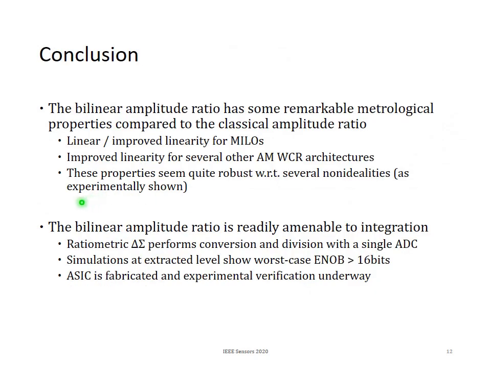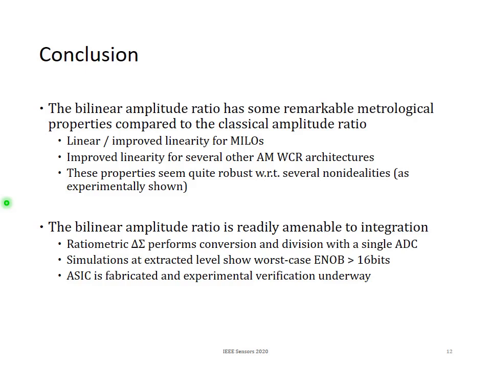So to conclude, the bilinear amplitude ratio has some remarkable metrological properties compared to the classical amplitude ratio. So it is linear or has a very improved linearity compared to the conventional amplitude ratio for MILOs. It has improved linearity also for several other amplitude-modulated weakly coupled resonator architectures, and these properties seem to be quite robust with respect to several non-idealities, as we have shown experimentally.